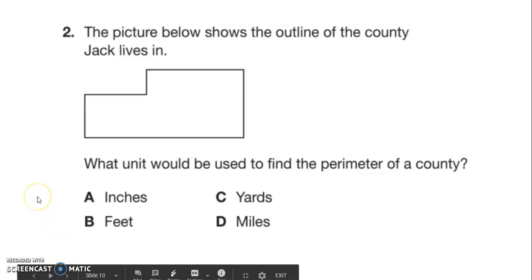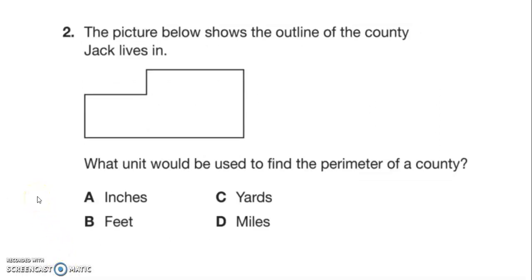All right, next question I have for you. The picture below shows the outline of the county Jack lives in. So for example, we live in Moore County, which includes a lot of different towns and cities. It says, what unit would be used to find the perimeter of a county? Would it be A, inches, B, feet, C, yards, or D, miles? I'm going to give you some think time.